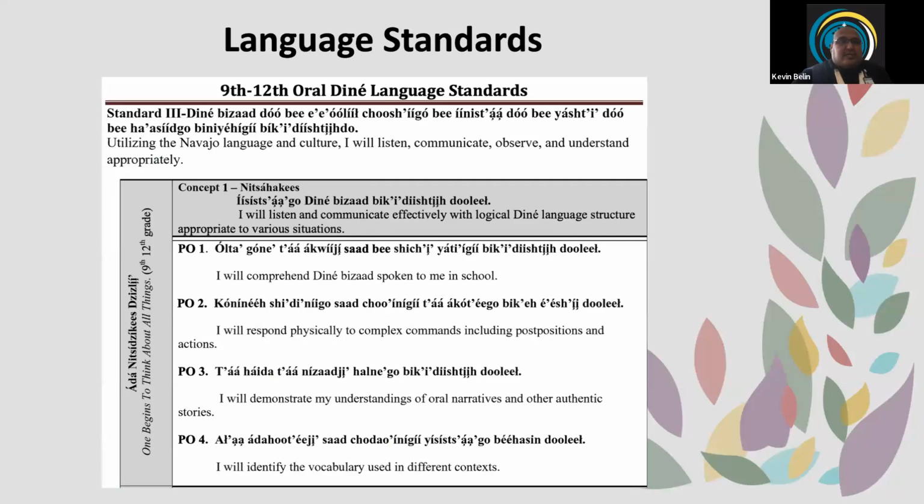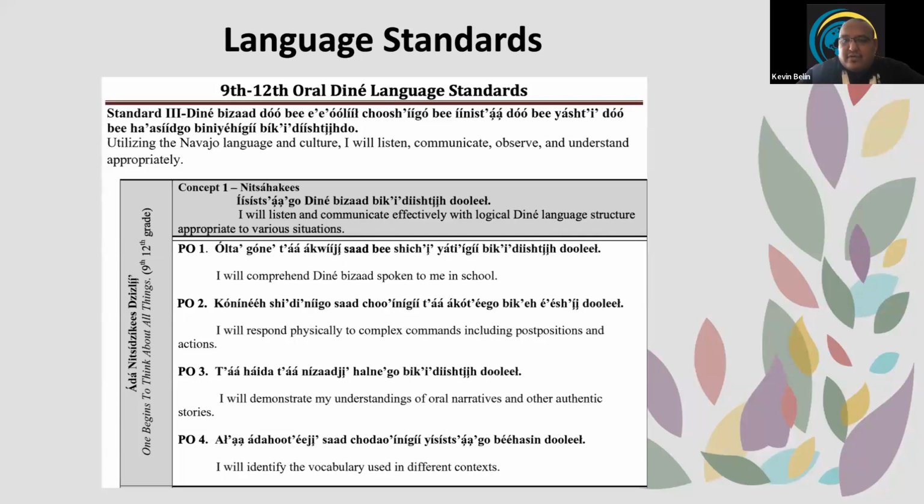When you look on their website, this is just a screenshot of the PDF that they provide. So you can see this is just one of the language standards, 9 to 12 oral language. In Navajo, it is written out, and translated, it means: utilizing Navajo language and culture, I will listen, communicate, observe, and understand appropriately. Then we go down to concept 1, Sahake.